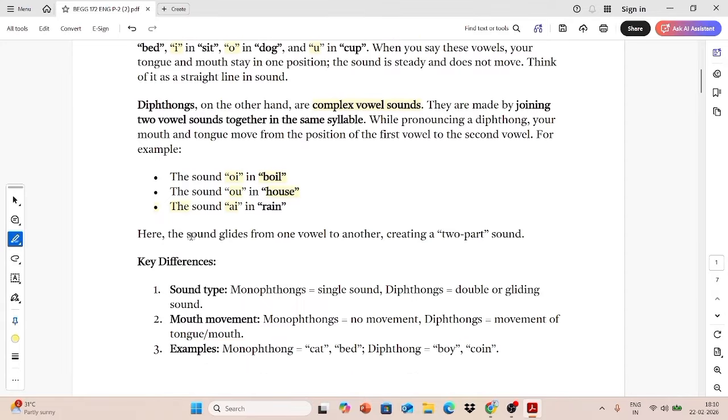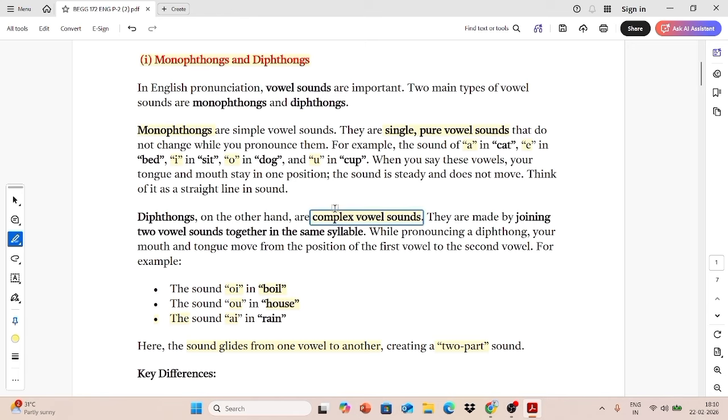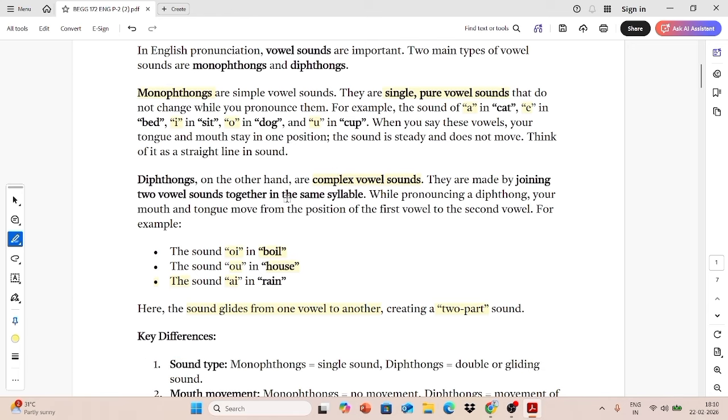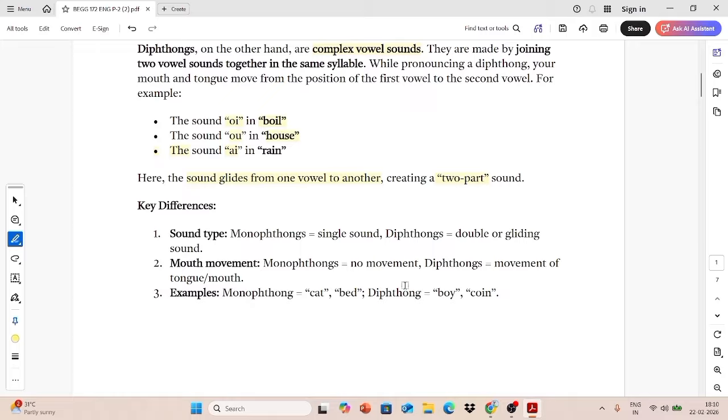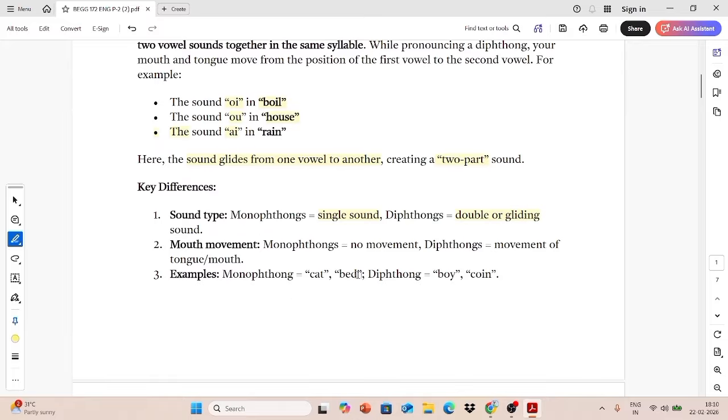In diphthongs, the sound glides from one vowel to another, creating a two-part sound. So this is the main difference between monophthongs and diphthongs. Monophthongs are simple, single and pure vowel sounds. Diphthongs are complex vowel sounds. So here we will be having a two-part sound. Okay, so let us see the key differences.